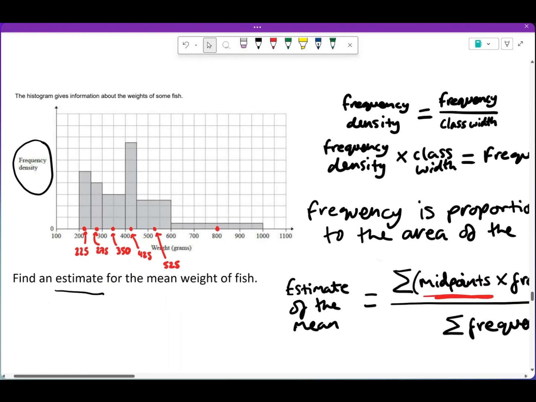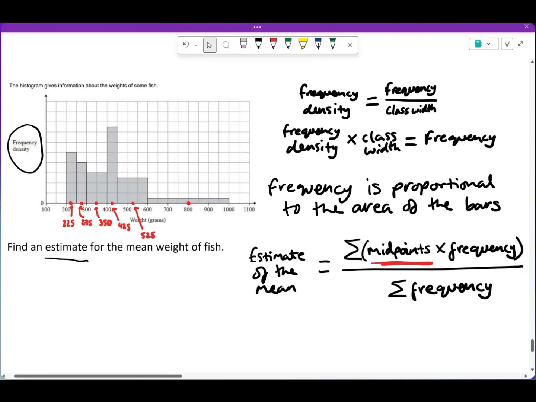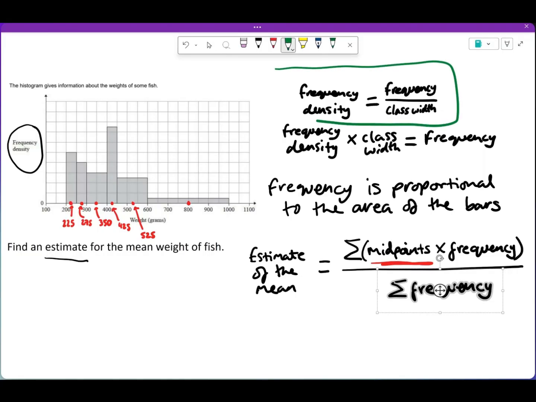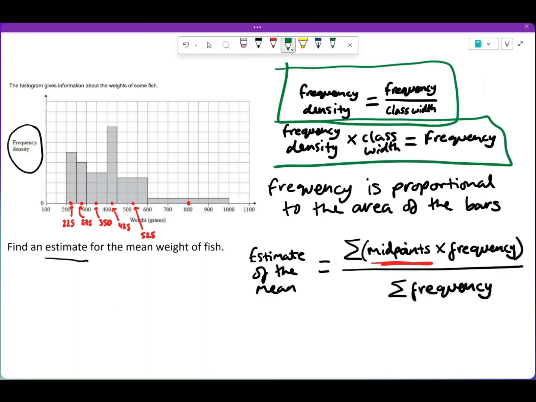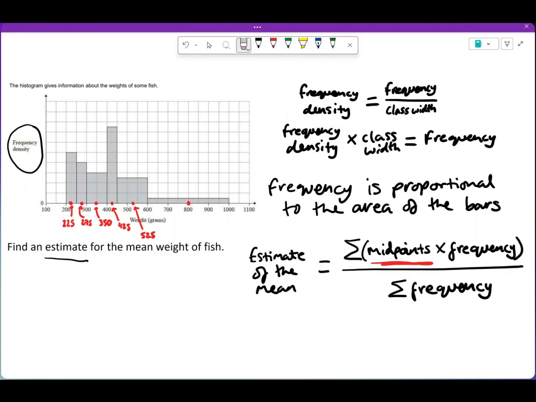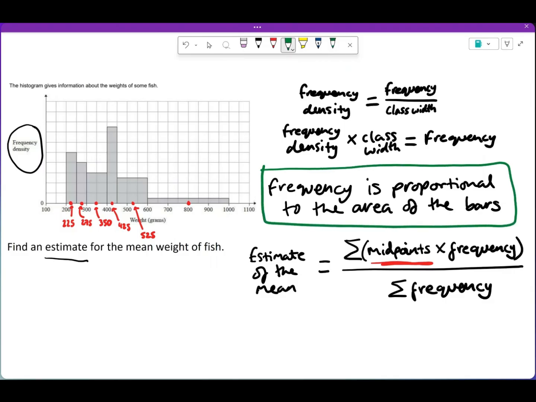Now we need to get the frequencies in order to be able to use our formula. Now the issue is, I haven't been given any frequencies in the question, and I also do not know my scale on my frequency density axis. Therefore, I cannot use this formula here or this formula here to calculate frequencies or figure out the frequency density axis. Instead, we're going to have to use the key fact below that, which is that the frequency is proportional to the area of the bars. So therefore, I'm going to use the area of the bars to represent our frequency.